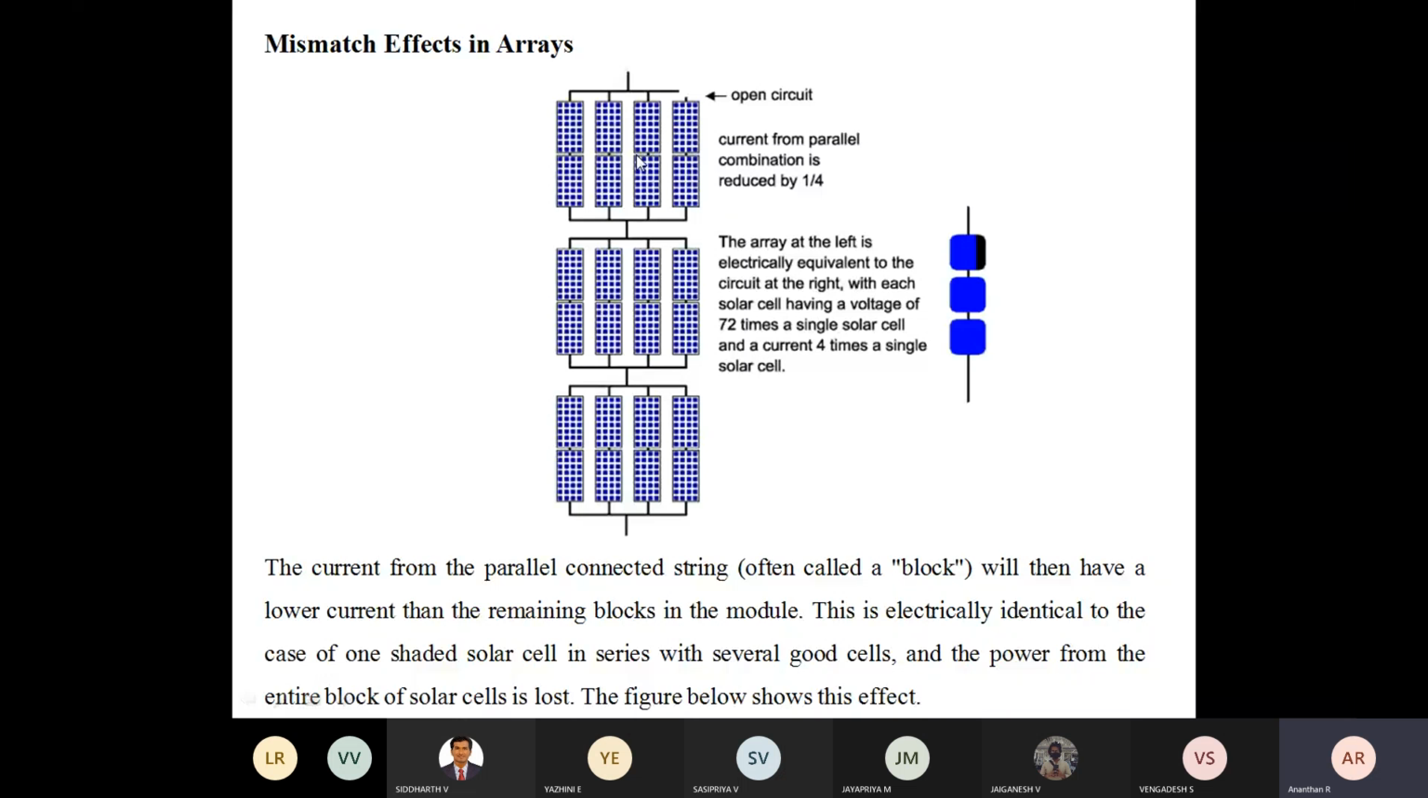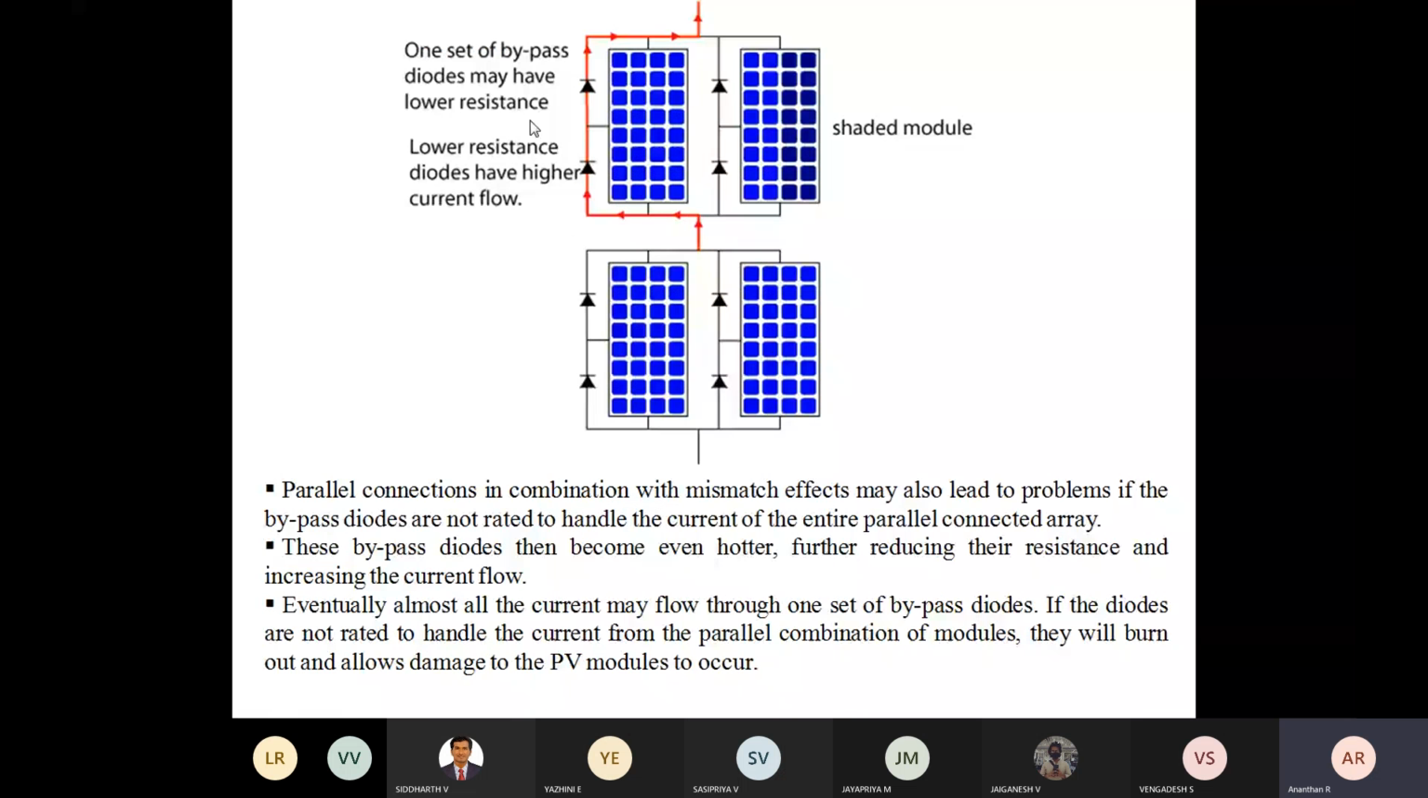To avoid those things, we need to introduce bypass diodes between the arrays, let us say strings, or between the modules. Because of that, we can avoid the shading effect. But because of that, there will be some resistance between the diodes. These modules produce some output and those modules produce some output, so because of the different parameters between these two diodes, there will be some resistance between the bypass diodes, and we need to address that.